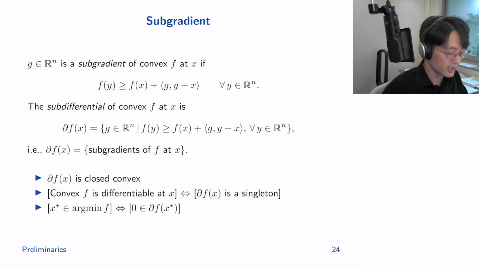Another useful thing is that a point x star is a minimizer of our convex function if and only if 0 is within the subdifferential. This is really how the subgradient relates to minimizing convex functions. The problem of finding a minimizer of a function is equivalent to finding an x star such that the subdifferential contains the point 0.